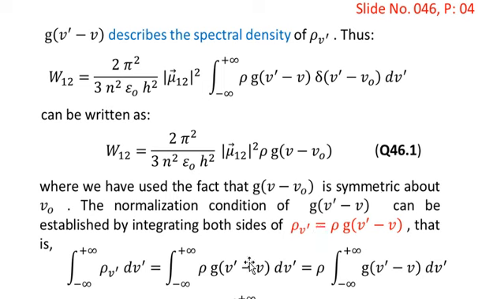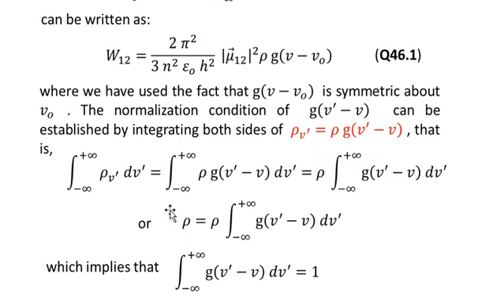The normalization condition of g of nu prime minus nu can be established by integrating both sides of rho nu prime equal to rho into g of nu prime minus nu. So integrating both sides of this, shown in red, we have these results. On the left hand side we have the integration from minus infinity to plus infinity, and the integrand is rho of nu prime, with respect to d nu prime. On the right hand side we have plugged in the value, rho g of nu prime minus nu, with the same integration limits. Then we have taken rho common on the right hand side, and the rest of the integral is from minus infinity to plus infinity of g of nu prime minus nu, with respect to d nu prime.